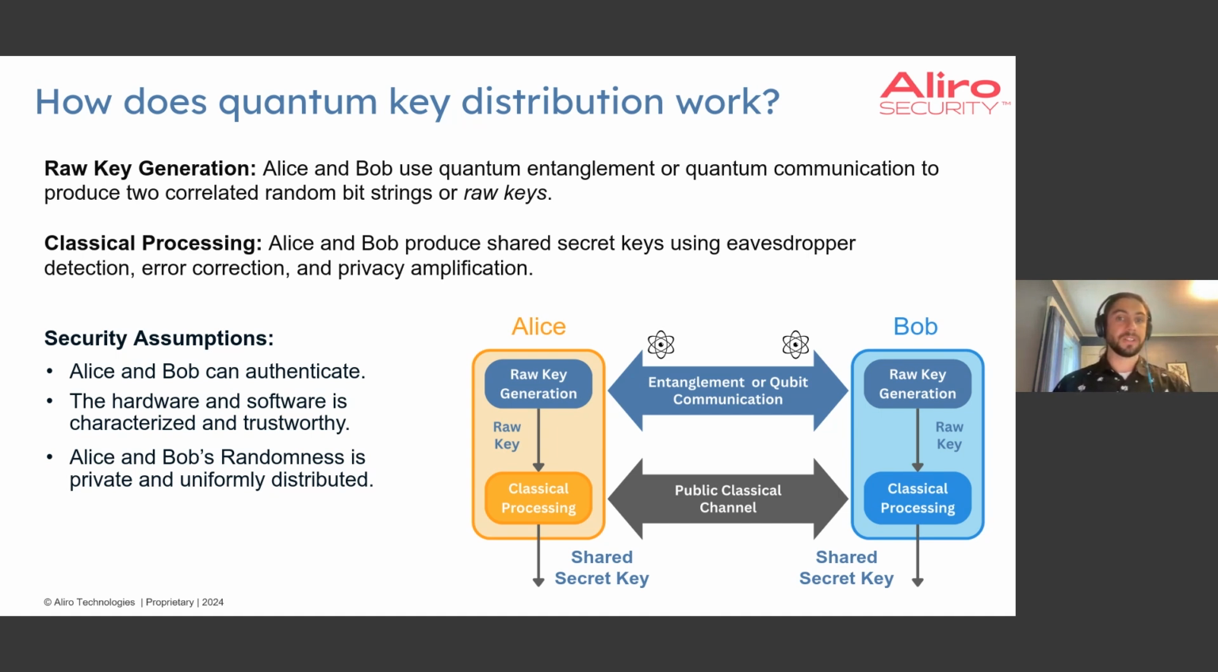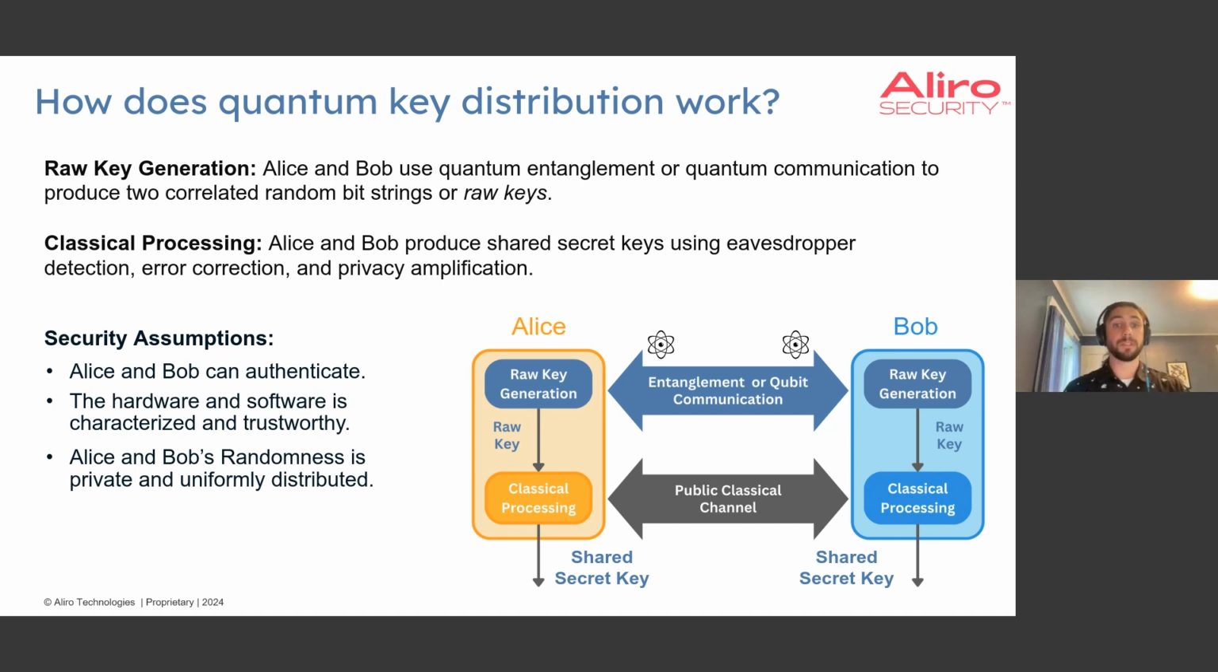Second, the hardware and software that Alice and Bob use must be characterized and trustworthy. Since these hardware devices and software have access to the secret keys that Alice and Bob are creating, we need to make sure that that software or hardware is not sending those keys to an adversary.